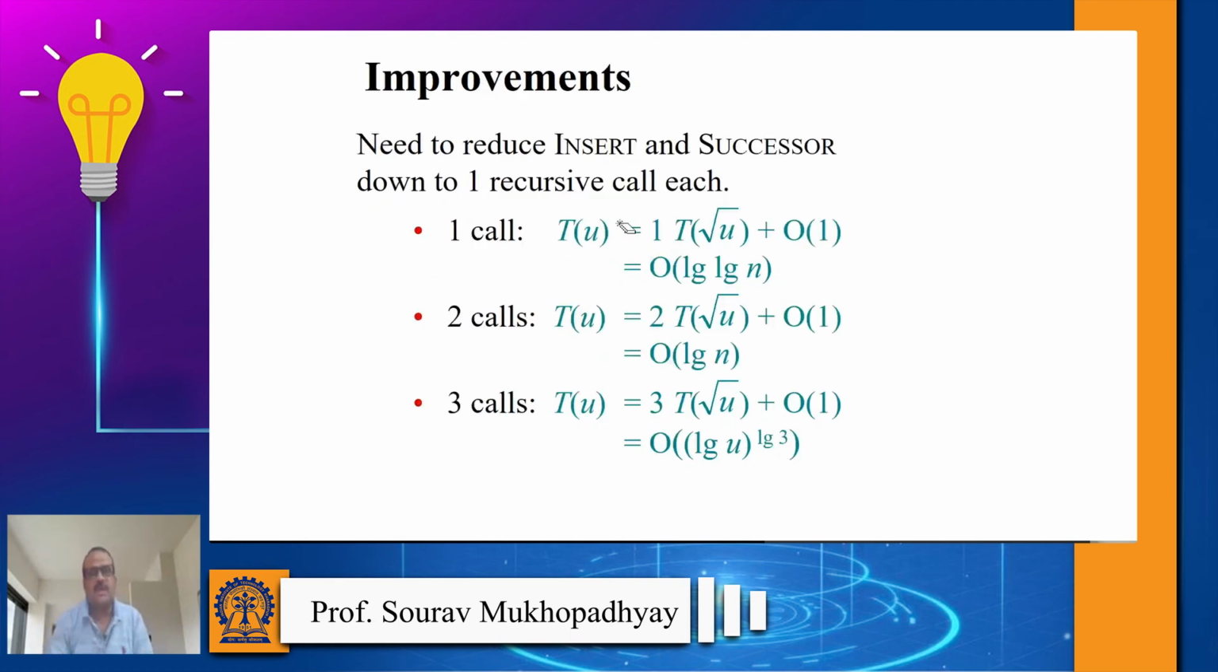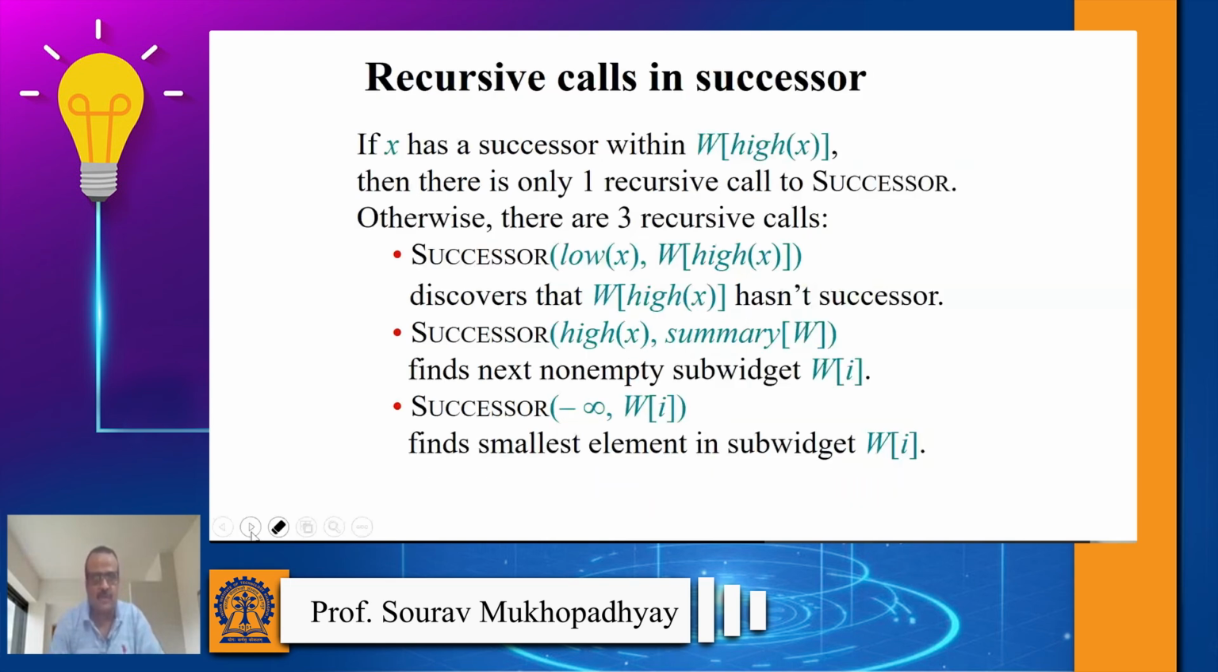So we need to reduce the successor call. We need to reduce this call. So if we have one call, then we achieve this. Sorry, this will be routine. This will be U. So basically we want to have just only one call. So the question is how we can have one call?